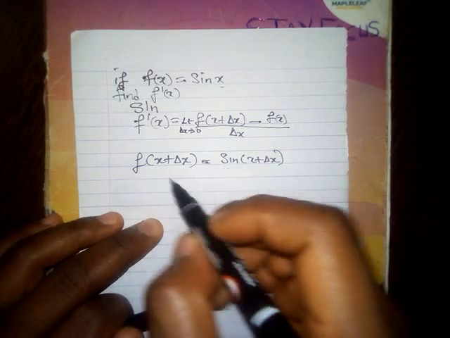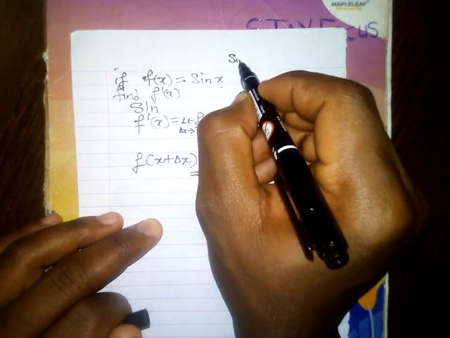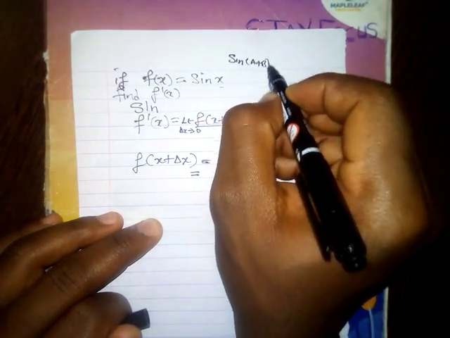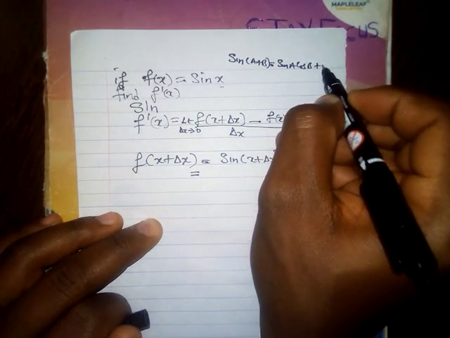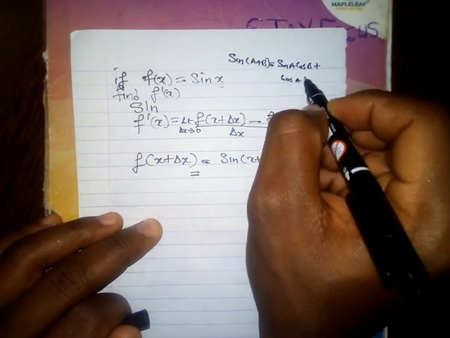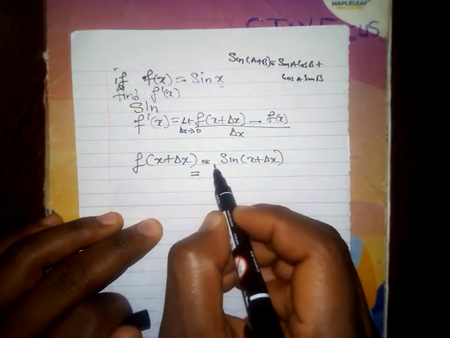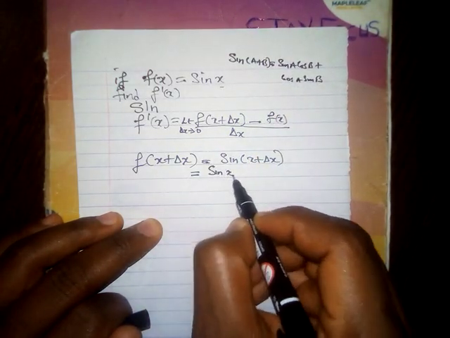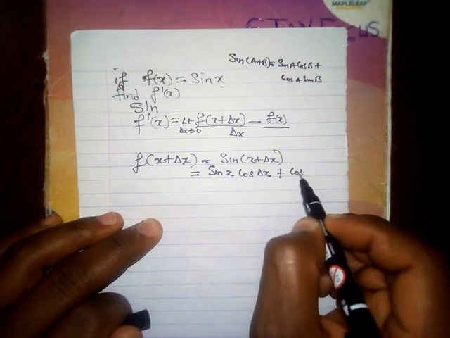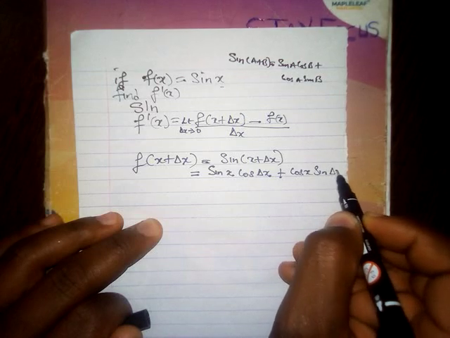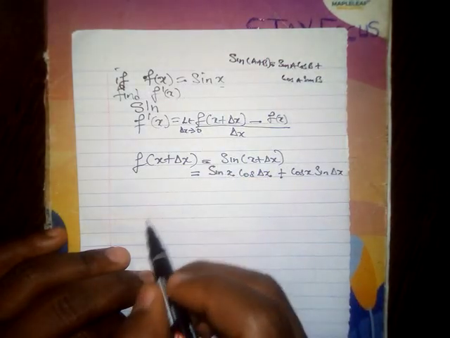Now remember our trigonometric identity where sine of a plus b is equal to sine a cos b plus cos a sine b. So we use the same idea here. We're going to have sine x cos change in x plus cos x sine change in x. Now we input them into our definition.